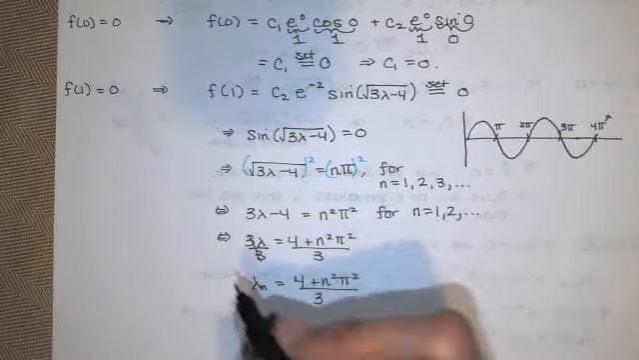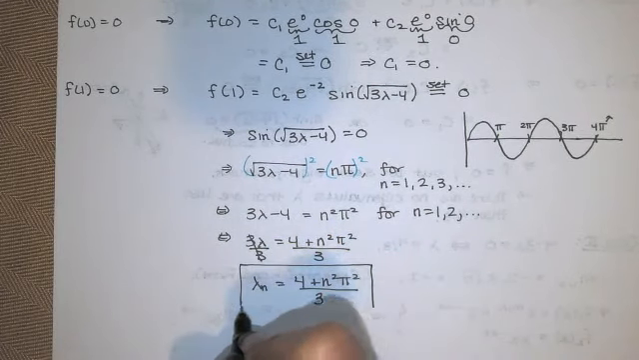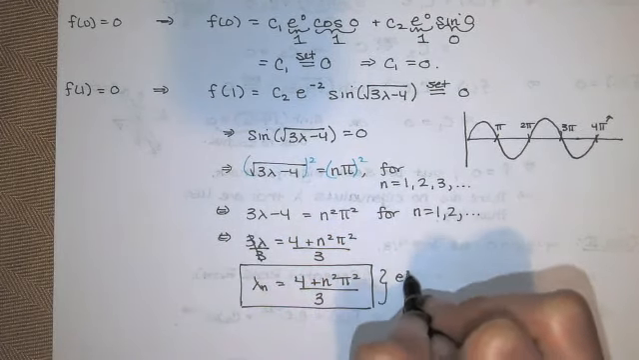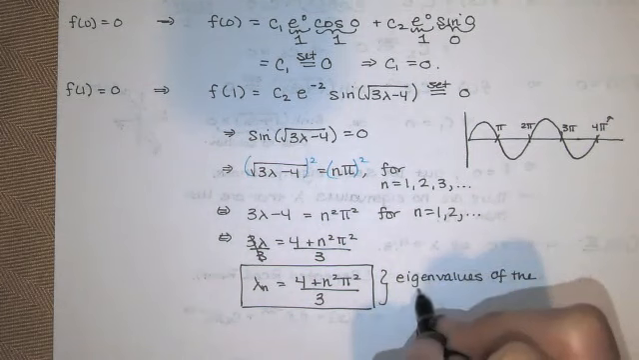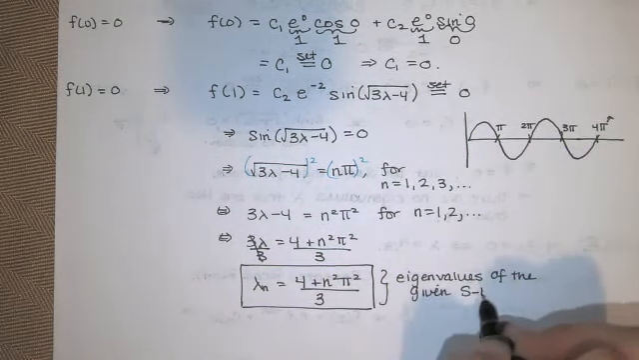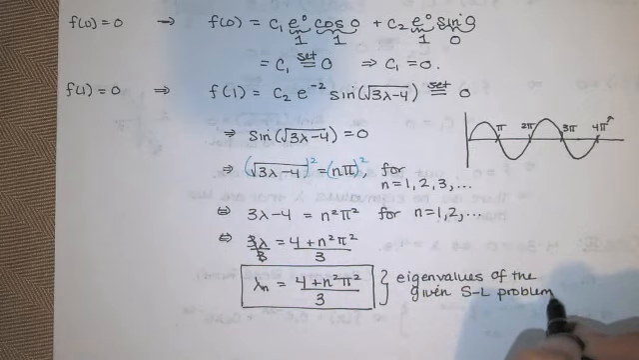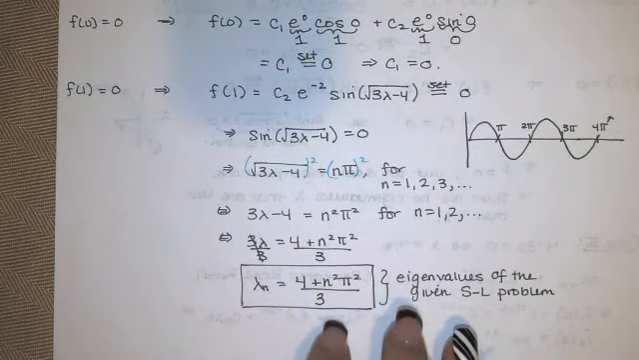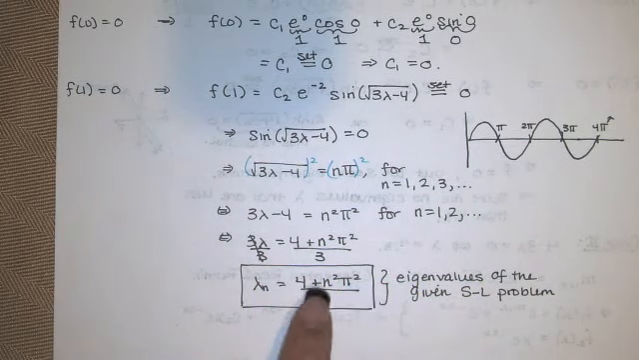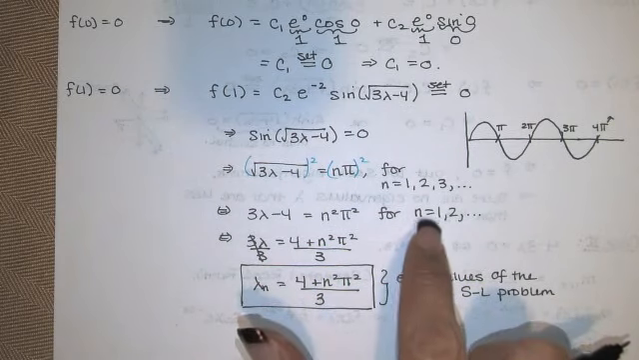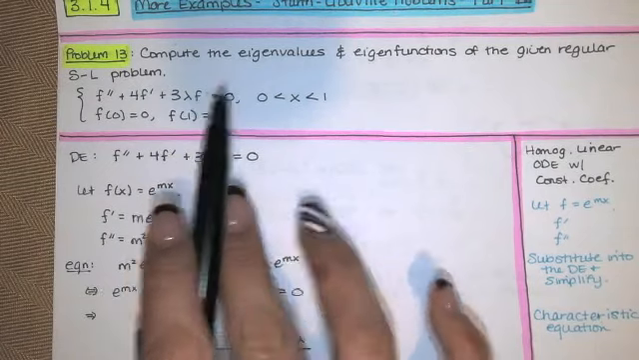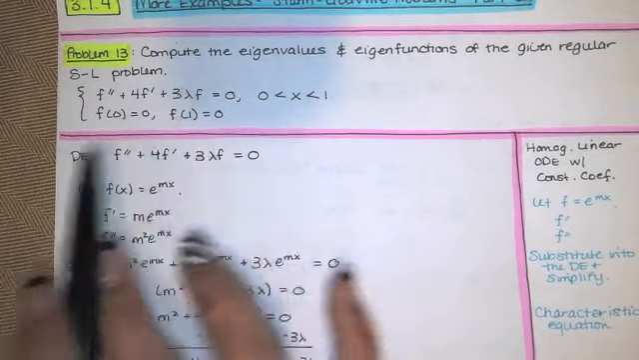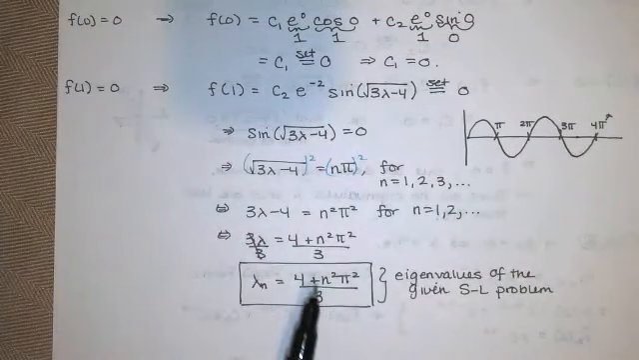So these are the eigenvalues of the given Sturm-Liouville problem. That means when lambda, which is just a real number, takes on the values that we get when n is equal to 1, 2, 3, and so on, and we substitute those here, then this differential equation can be solved, and its solution will be the corresponding eigenfunction for each of these eigenvalues.